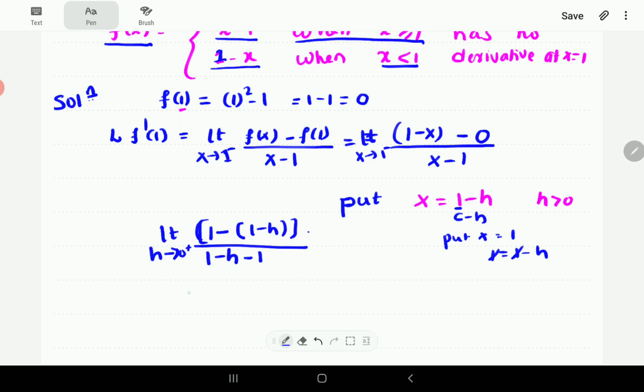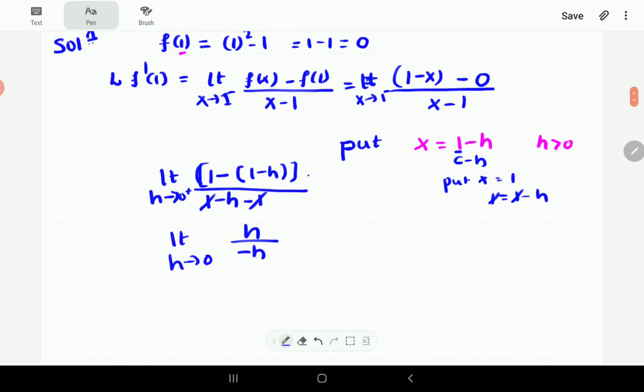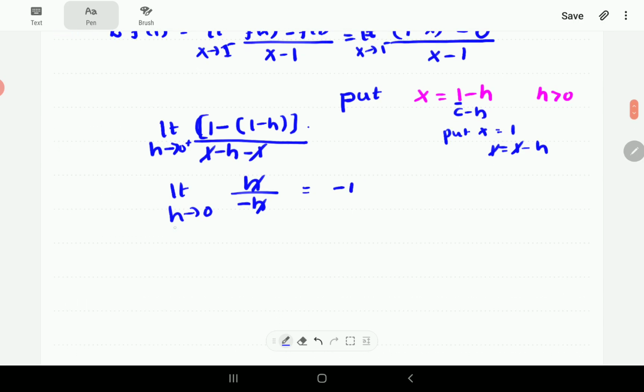Now simplify. This is equal to the limit as h tends to 0. The minus 1 plus 1 cancels, and minus of minus will be h at the top, and minus 1 plus 1 cancels, giving negative h at the bottom. Now h we can cancel as h tends to 0. So 1 divided by negative 1, which is negative 1. This is our left hand limit.